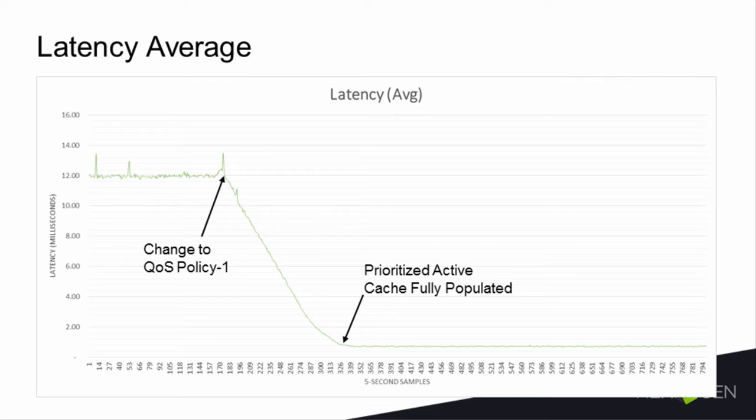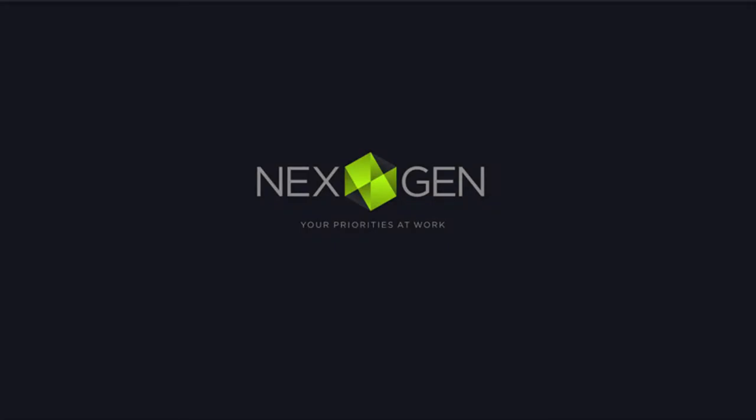your volume in the appropriate QoS policy, and then let the NexGen N5 PCIe flash array do the rest on your behalf. This concludes the NexGen Storage Quality of Service Prioritized Active Cache demo. I hope that you were able to learn more about how the Prioritized Active Cache capabilities of the NexGen N5 PCIe flash array will help you prioritize your workloads and solve your performance management challenges.